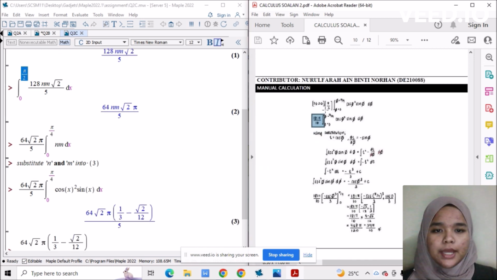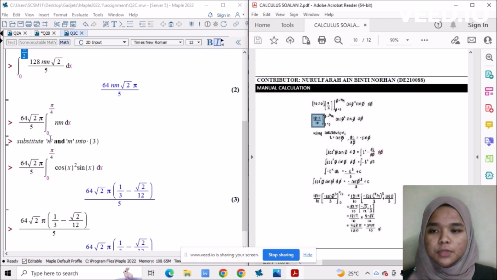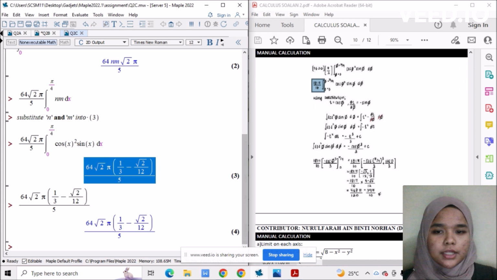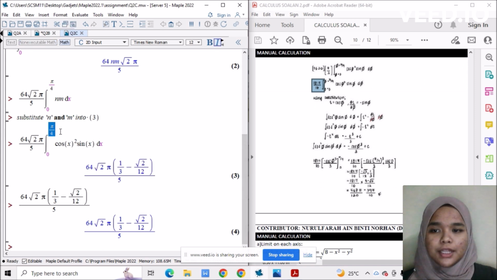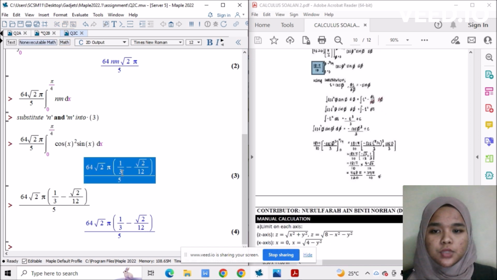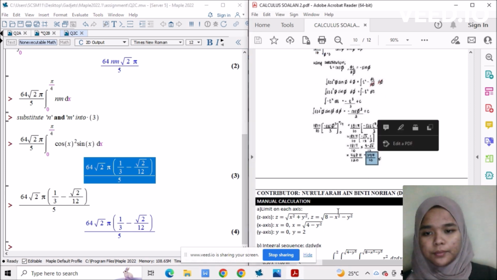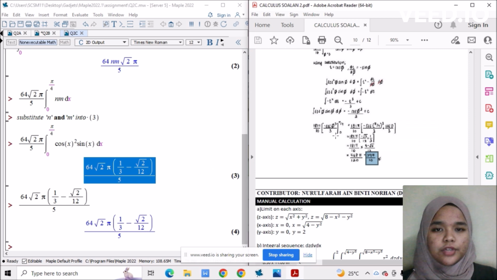After that, I substitute the initial n and m value into 3. So now that we have it, we're going to have this one. This answer is obtained after we inserted the value of the limit into the final integration result. So this answer is exactly the same as 39 pi over 10. With this, it is also proven that my manual calculation is correct according to the simulation provided. Thank you.